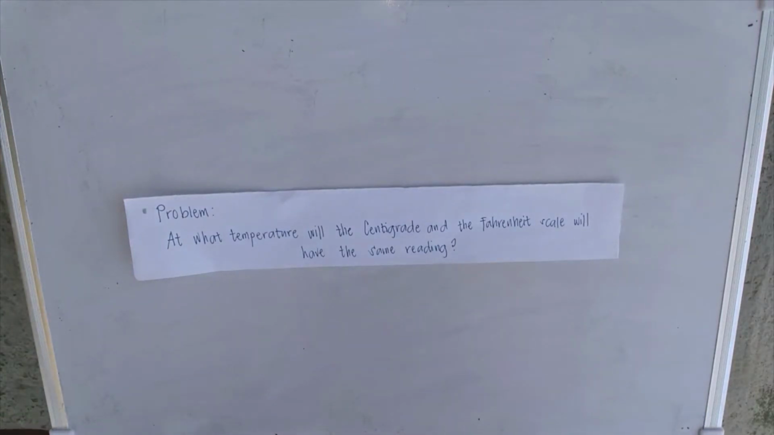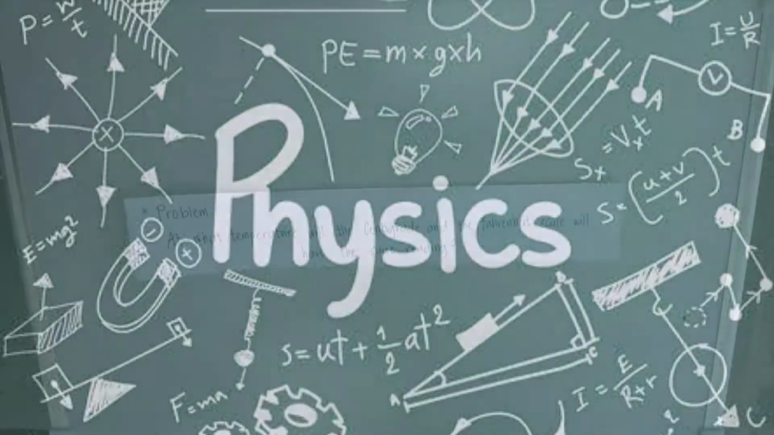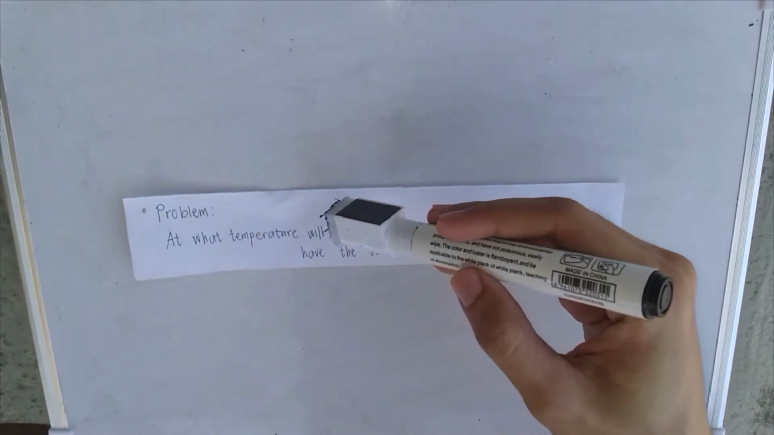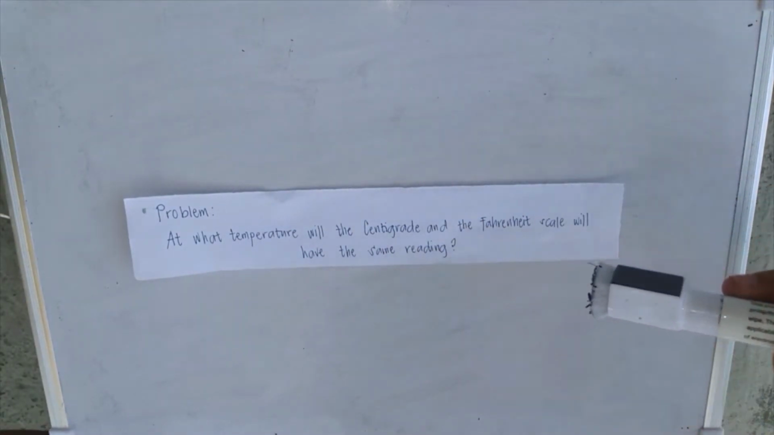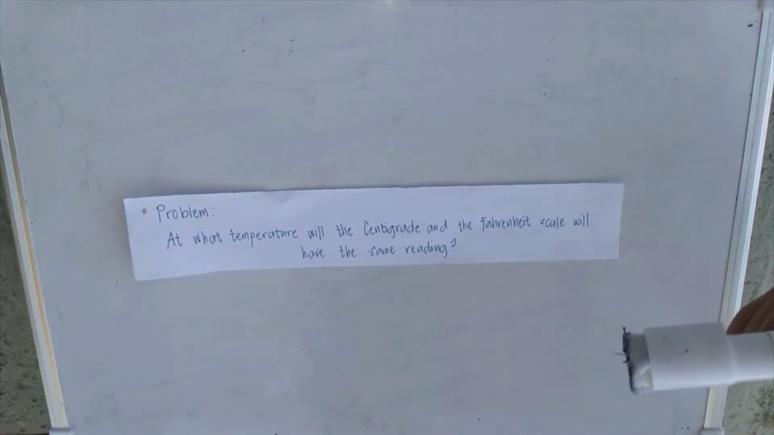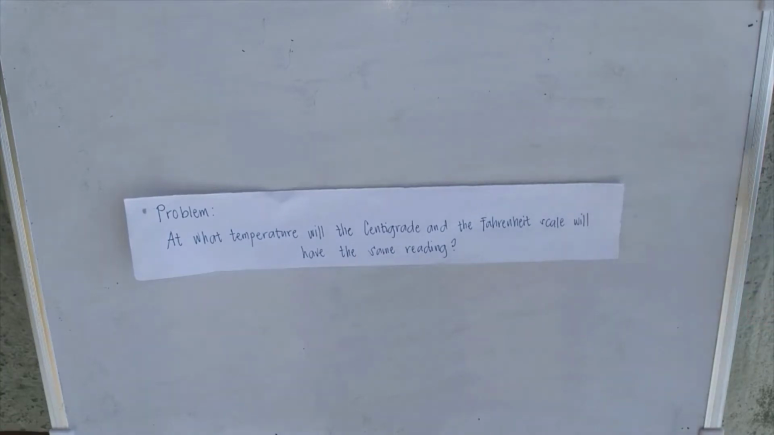For today's video, we're going to solve a problem in regards with physics. Our problem is, at what temperature will the centigrade and the Fahrenheit scale have the same reading? Since we know already the formula for centigrade and Fahrenheit scale, and I already discussed it on my previous video, we're going to use it in our solution for today's video.